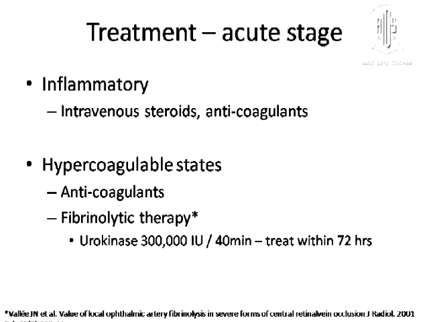In inflammatory causes, as in Behçet's disease or Churg-Strauss syndrome, we can give intravenous steroids in addition to anticoagulants. Hypercoagulable states, of course, anticoagulants and fibrinolytic therapy can be tried. Fibrinolytic therapy is infusion of urokinase, 300,000 units over 40 minutes, and if you were to treat this patient within 72 hours, they have shown very good results.